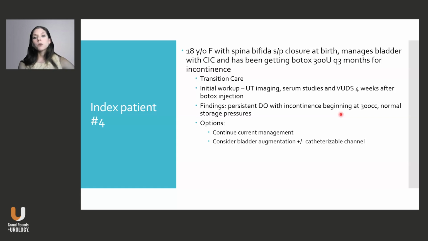We also sometimes do see diminishing effects over time, which doesn't necessarily mean it's due to diminishing response to the Botox. It actually could be due to progressive bladder dysfunction, but sometimes patients who do respond earlier on need to have those injections happen more frequently, or they start to not respond as well to that dosage.